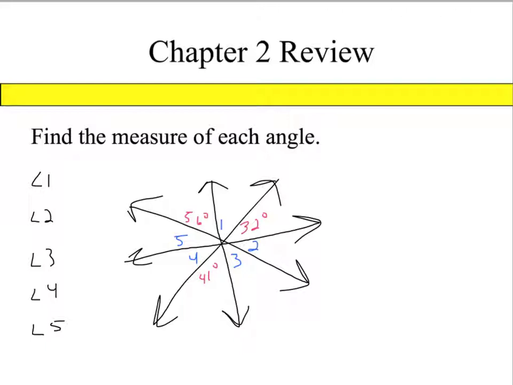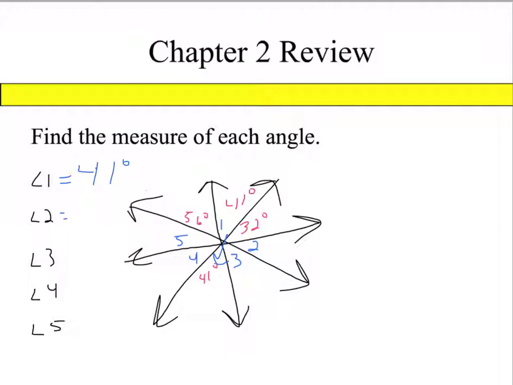All right, so I'm just going to start at the very top with angle 1. I know angle 1 is a vertical angle with that 41 degree angle. Because vertical angles are congruent, I know that angle 1 is 41 degrees. Angle 2 is going to be a vertical angle with angle 5.